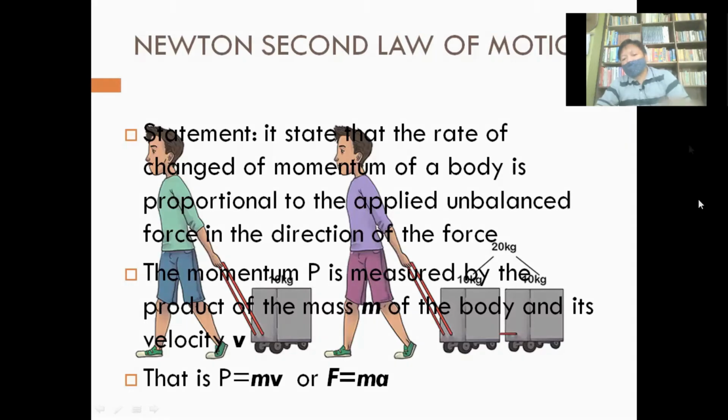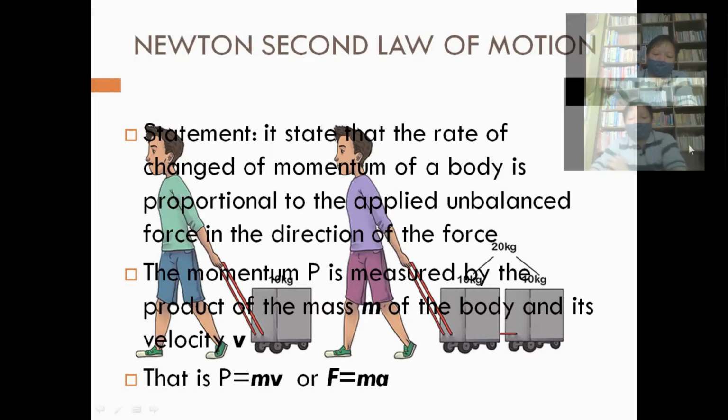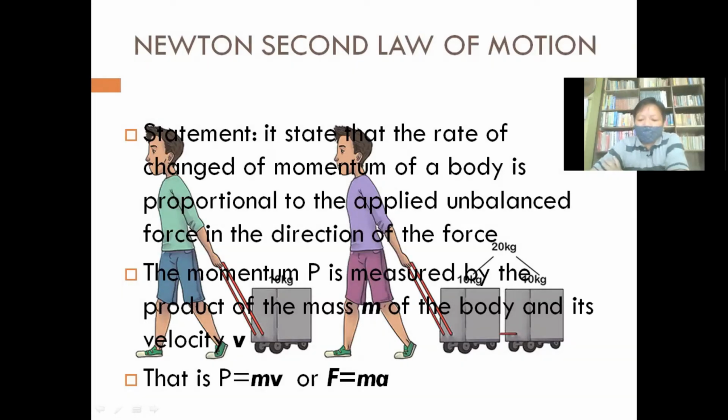And the second law, Newton's second law of motion. It states that the rate of change of momentum of a body is proportional to the applied unbalanced force in the direction of force. So P is equal to mv, where P represents momentum, m is the mass of an object, and v is the velocity.